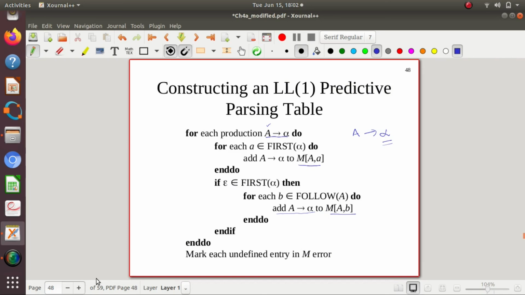A gives alpha, we'll compute the first of alpha, and for each a member of first of alpha, add A gives alpha to our table by indexing capital A and this terminal. Then if epsilon is in first of alpha, then we'll compute the follow of A. Then for each b member of follow of A, add A gives alpha to our table by indexing A and b. Okay. And finally mark each undefined entry in the M as error.